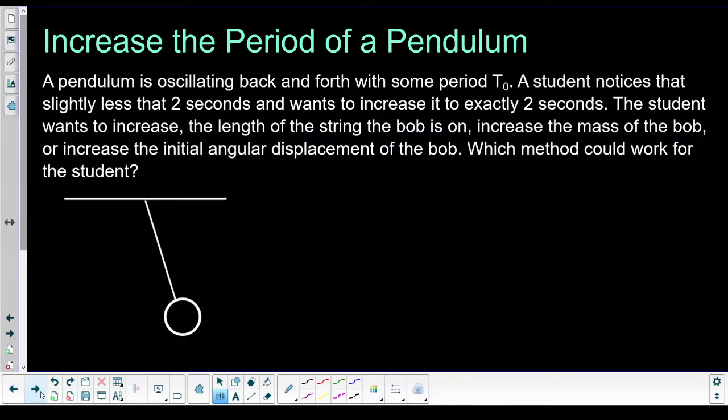Okay, so let's talk about the period of the pendulum, and then we'll get you on your way. A pendulum is oscillating back and forth with some period t0. So it takes some amount of time. We do know how long, it's whatever number this is. Could be 10, could be 1,000, could be whatever we want. A student notices that it's slightly less than 2 seconds and wants to increase it to 2 seconds. So they notice this is less than 2 seconds and they want to increase it.